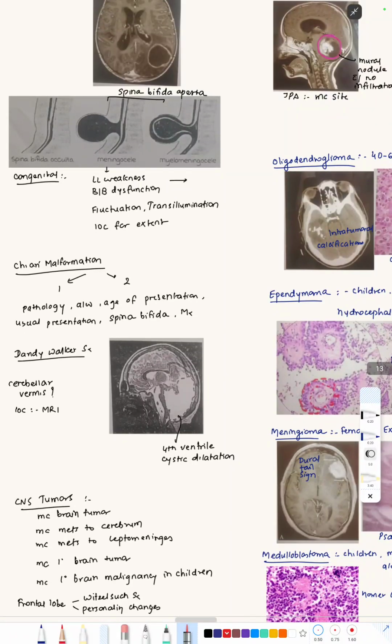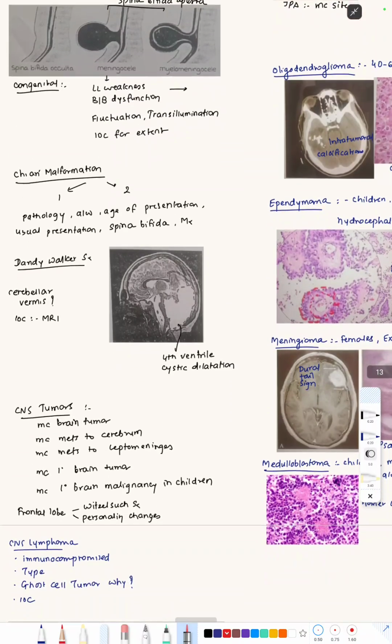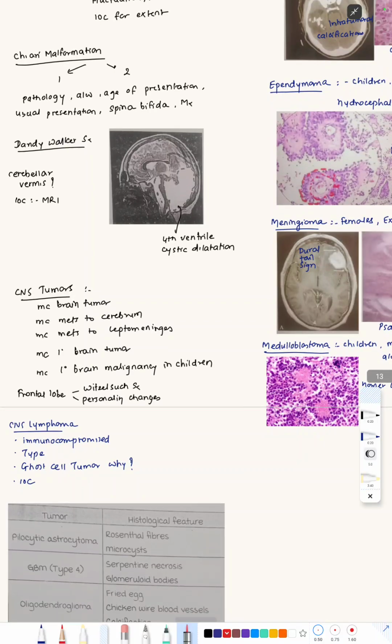The next is the Dandy-Walker malformation. Over here you can see the cystic dilation of the fourth ventricle, and cerebellar vermis hypogenesis or agenesis is seen. Investigation of choice is the MRI. This is because of a problem of the foramina of Magendie and Luschka.